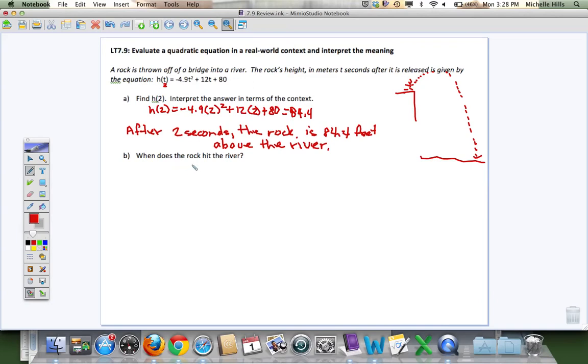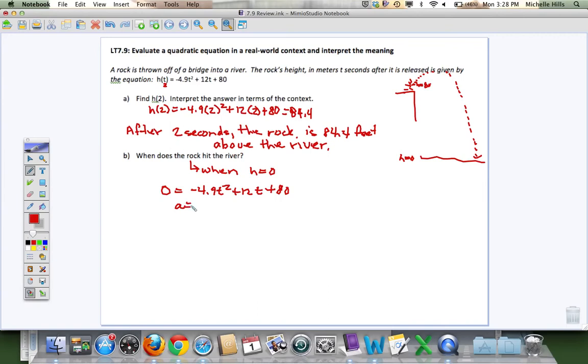When does it hit the river? Well, it hits the river when the height is equal to 0. Because here is the river, so that's when h equals 0. Here's where I released it, so this is h equals 80. And this is the trajectory from there. So I put 0 in place of my height in h equals negative 4.9 t squared plus 12t plus 80. And now I have to solve this for time. So when does it hit the river? I have to solve this.